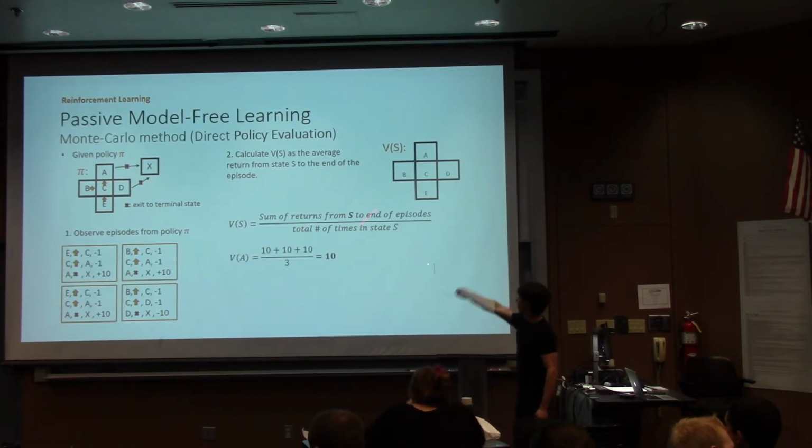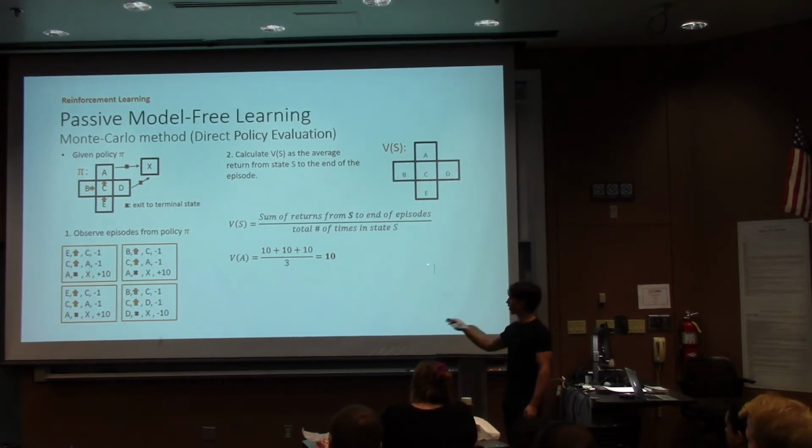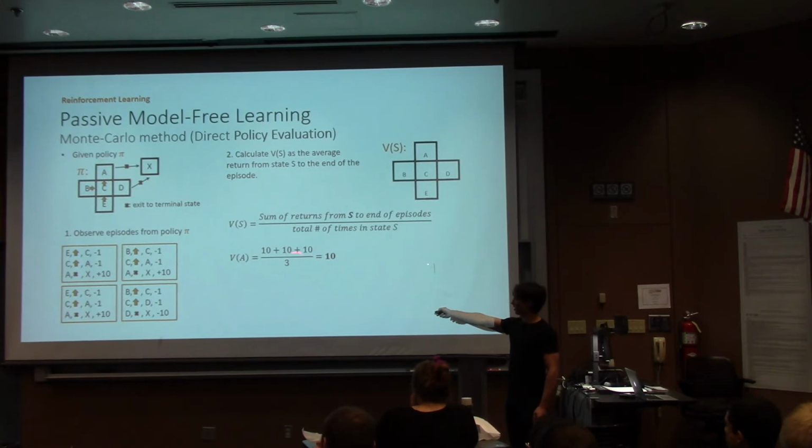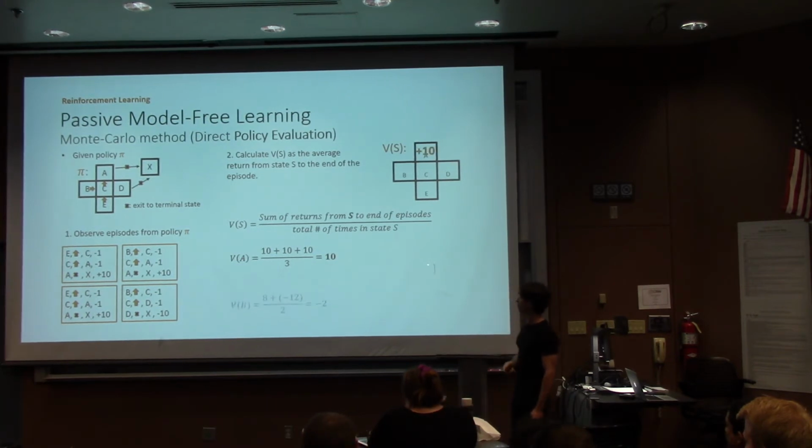So, to calculate V of A, using our 4 samples, our 4 trajectories through space, we see A 3 times, here, here, and here. So we add up the total return from state A, which is 10 for each, and divide it by the total number of times that we saw it. There's 10. Same thing for B.